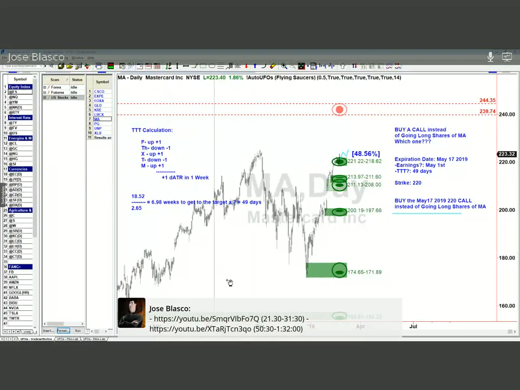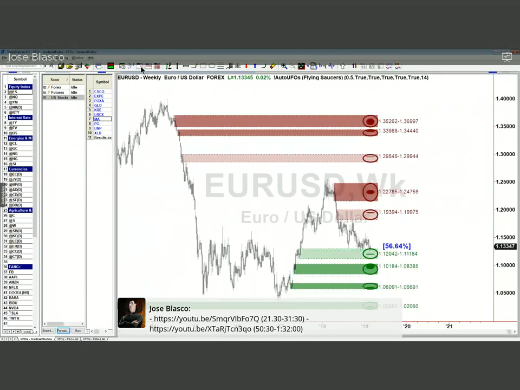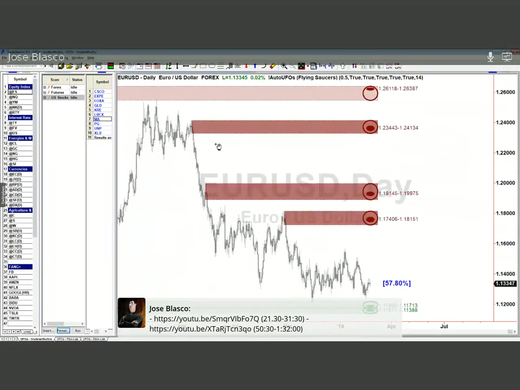So let me switch my chart to Euro USD, for example. Okay, here we go. So we have the Euro USD here. Good. So for example, if I load the Euro USD in the daily time frame, it's telling me 57.8. So your question is, what does that mean? And the second question is, is this good enough? Okay, those are your two questions, if I got you right, okay?